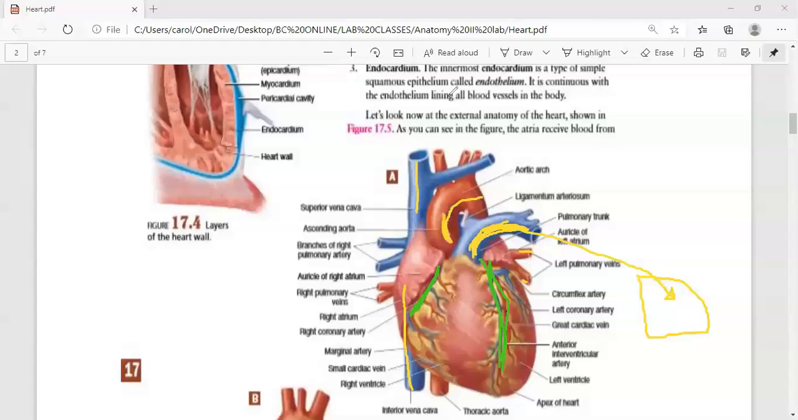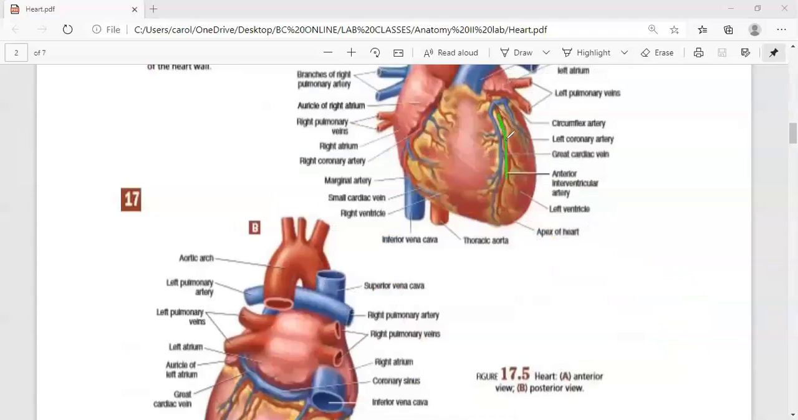Okay, guess where the green blood vessels that give blood to your heart are going to begin? Where do you think they're going to start? They're going to start right there at the very base of the aorta. So this one is the right coronary and this is the left coronary. Okay, obviously you know that if you have arteries, those are going to provide oxygen and nutrients to the heart.